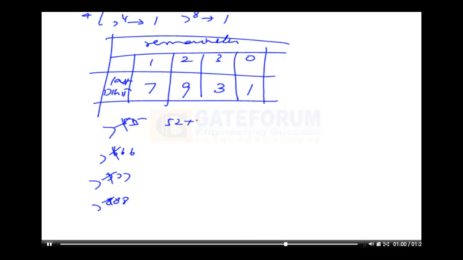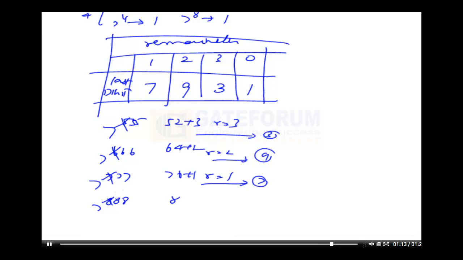So 52 plus 3, remainder 3 will end in 3. 64 plus 2, remainder 2 will end in 9. 76 plus 1, remainder 1 will end in 7. 88 plus 0, remainder 0 will end in 1.